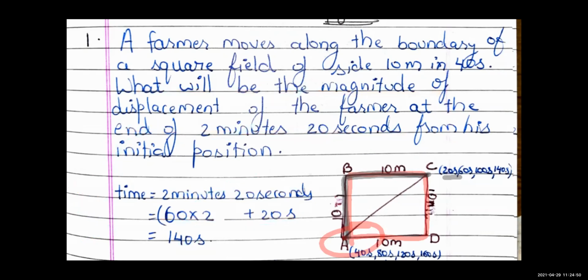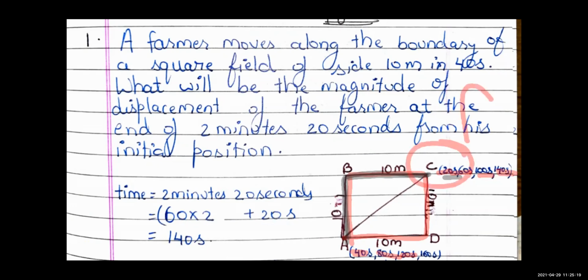So we know the farmer is going to cover half round in 20 seconds and a full round in 40 seconds. Then again half round, after 40 we add 20, 60, he will be here. Again add 20, 80, he will be here. Again add 20 seconds, 100. 120, he will be here. 140, he is going to be here at point C.